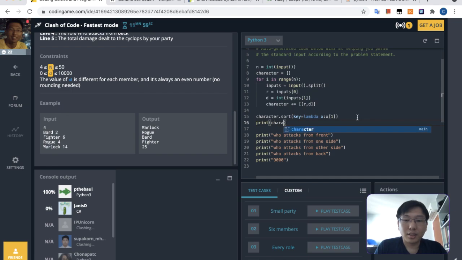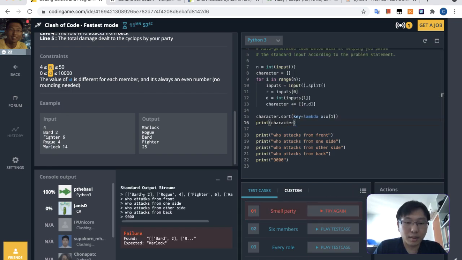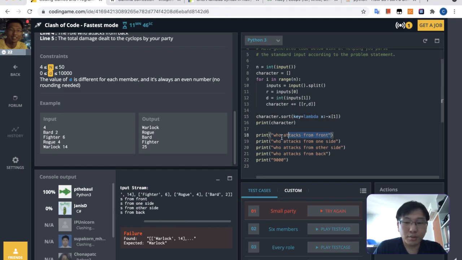Let's just print out character just to see: bard, rook, fighter, warlock. I guess we could sort by negative, so we could put them in order: warlock, fighter, rook. So the person who attacks from the front will be character[0][0]. The person who attacks from the side will be character[0][2], and this one will be character[0][3]. And the one who attacks from the back must be the one who does the second highest damage.